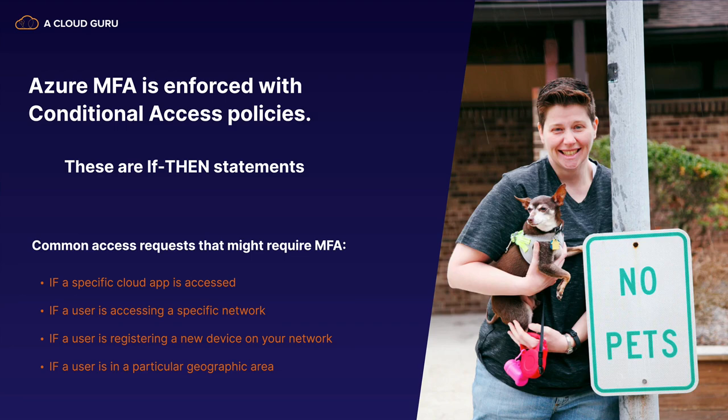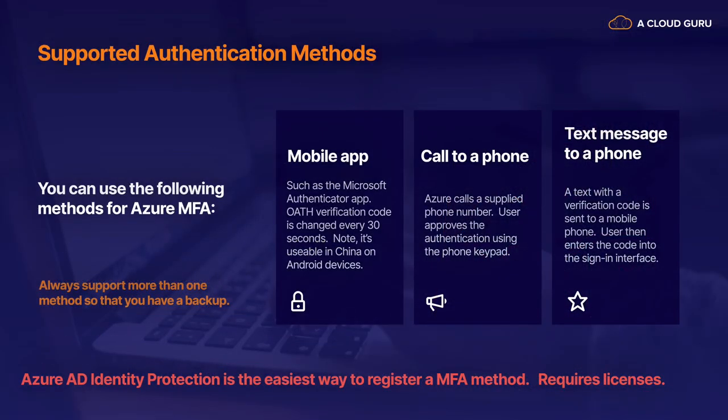There are three methods of authentication for MFA that are supported by Azure currently. The first is the mobile app, like the Microsoft Authenticator app. There's a number of other applications as well that will serve for this purpose. Second, a call to a phone, and then you just simply use your keypad, responding appropriately. And last, a text message to a phone, which simply sends a verification code similar to how something like a mobile app would work, and then you enter the code into the sign-in interface.